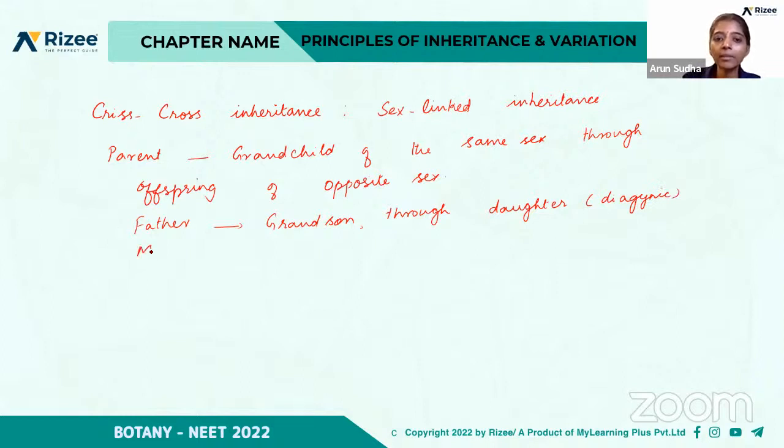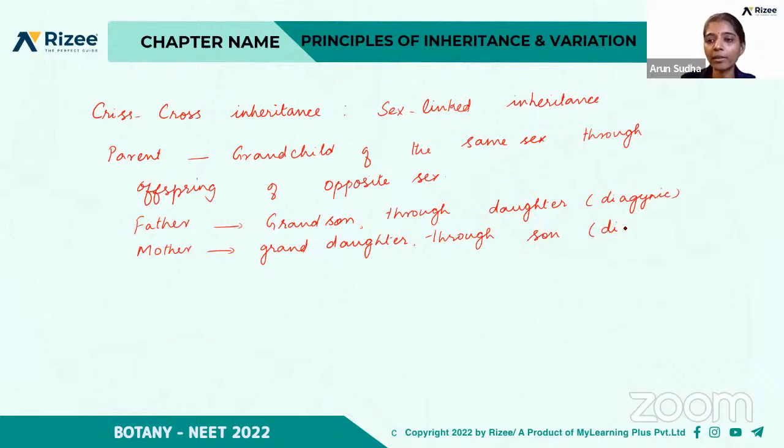And the mother transmits the characters to the granddaughter of the same sex, right? So it is transmitted to the granddaughter through the son. So the transmission is through the son, and this type of inheritance is called diandric inheritance. So these are the types of crisscross inheritance, and there is another type called non-crisscross inheritance.